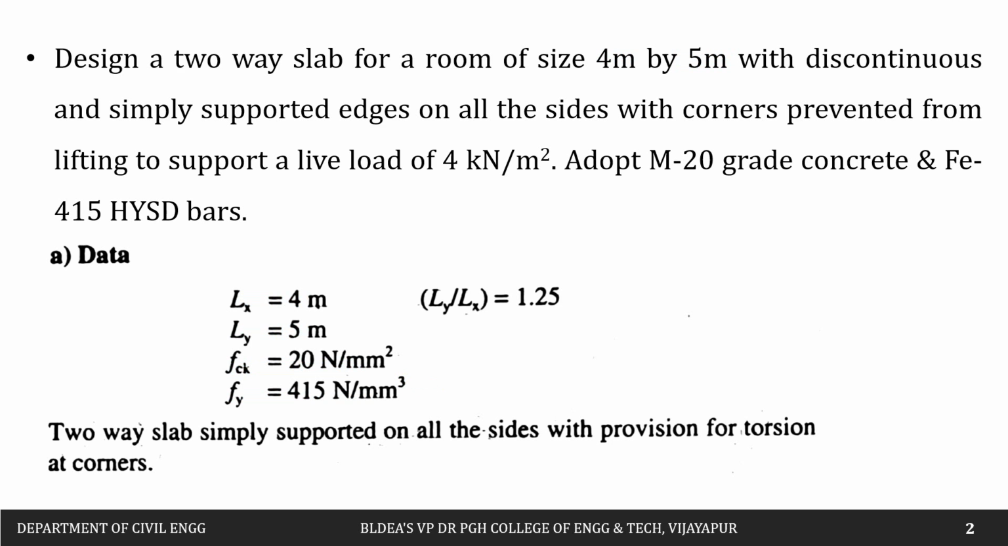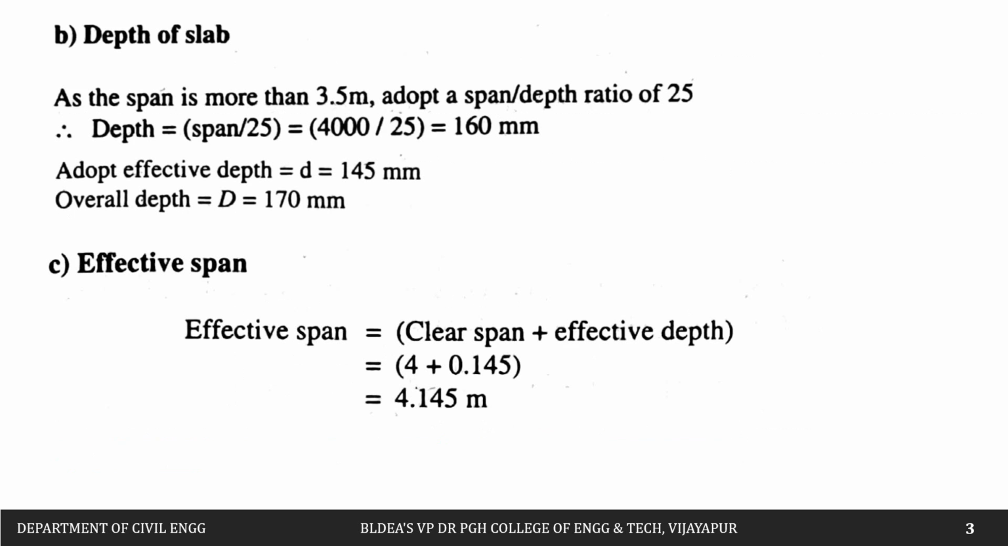So first we have to see the Ly by Lx ratio, whether it is a one-way slab or two-way slab. So always longer span to the shorter span, that is Ly by Lx, that is 5 divided by 4, which will be equal to 1.25. If the ratio is less than 2, we can say it is a two-way slab. So as the ratio is 1.25, we have to design this slab as a two-way slab, supported on all the edges with provision for torsion at the corners. So we have to design the torsional reinforcement also.